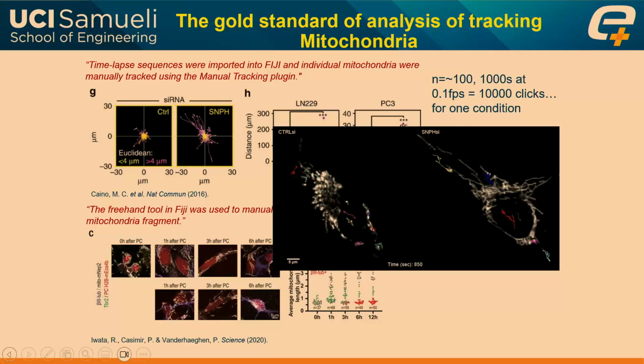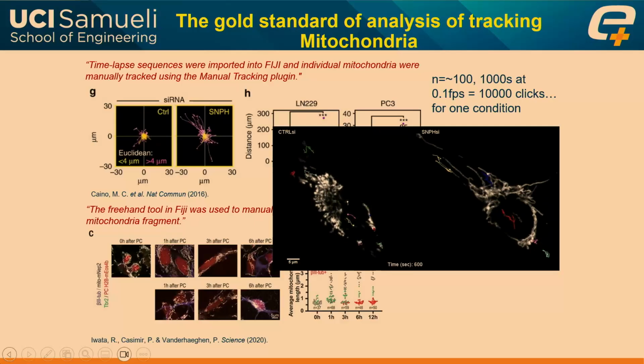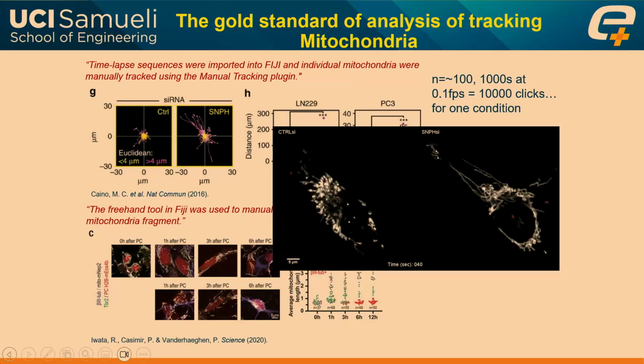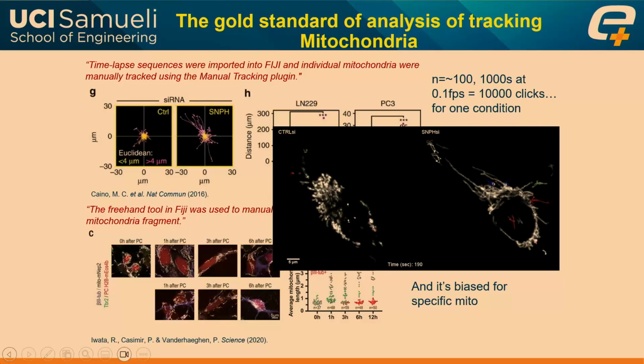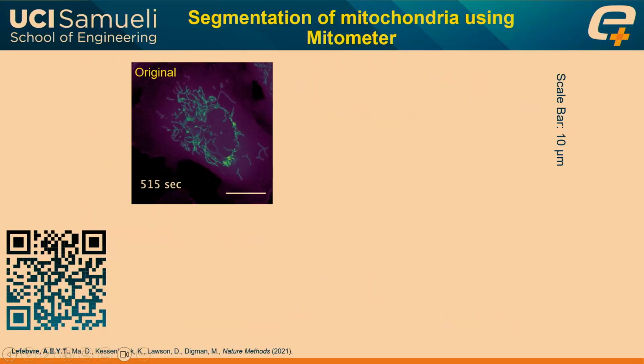So if you do 100 of these mitochondria and you click each position for each mitochondria, it's going to take about 10,000 clicks just for one condition. And my student came to me and said, there is no way I'm going to graduate if I keep doing this analysis. So we said, okay. And it's also biased, particular to the operator. All right, so we came up with a solution. We decided to automate this process.